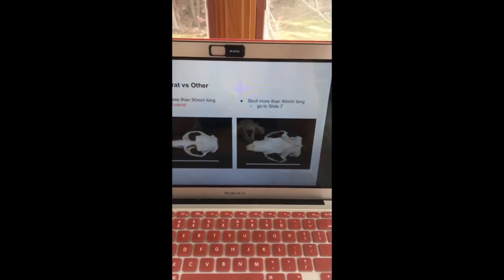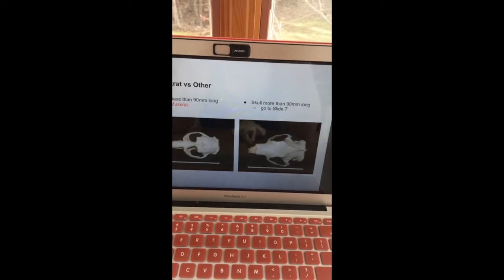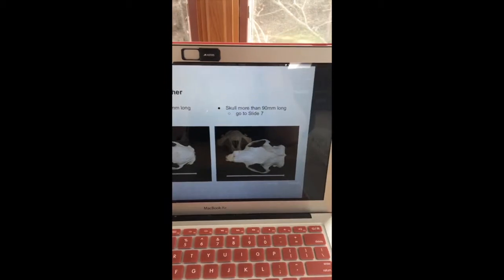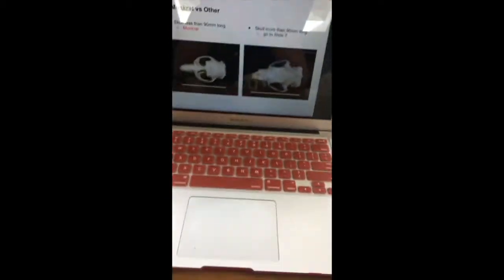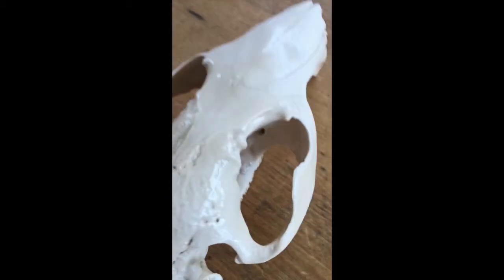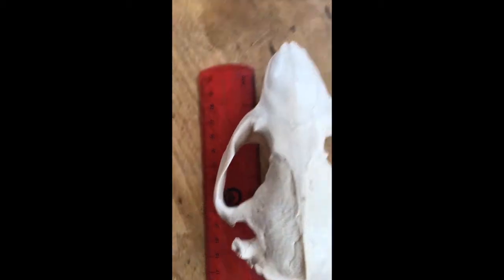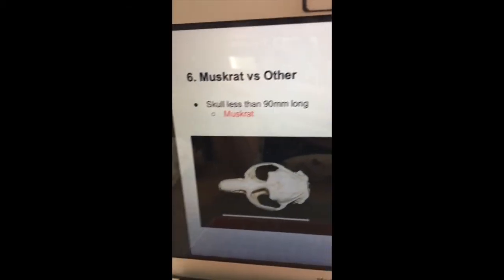Lots of skulls, especially when they're in the same family, so rodents, carnivores, etc., can be distinguished by size. Looking at our skull next to a ruler, it is over 130 millimeters, so it is not a muskrat. We need to go to slide 7.